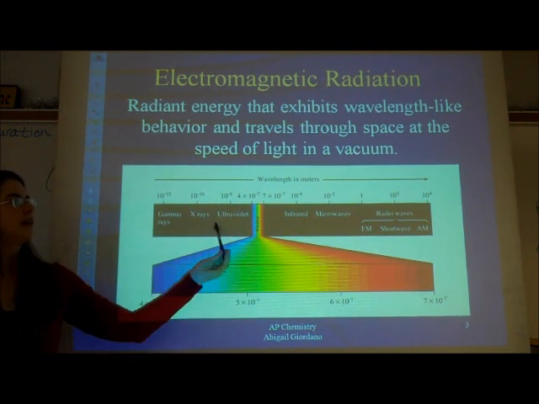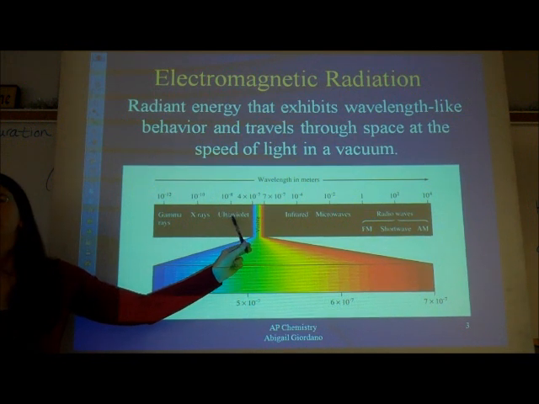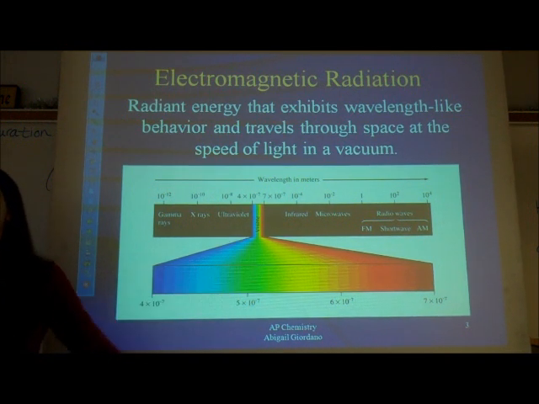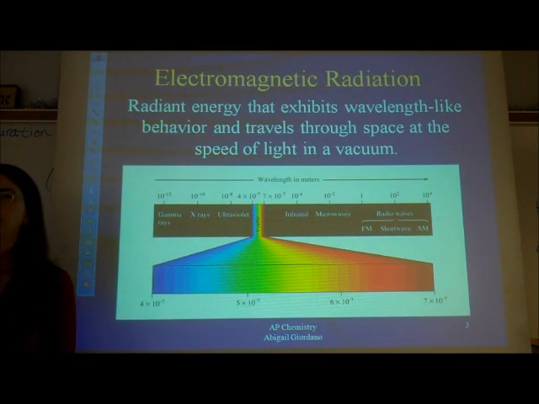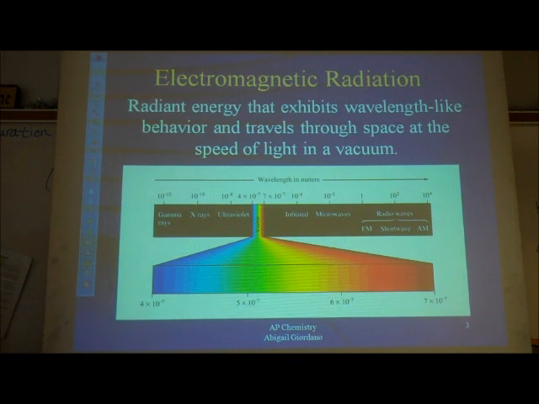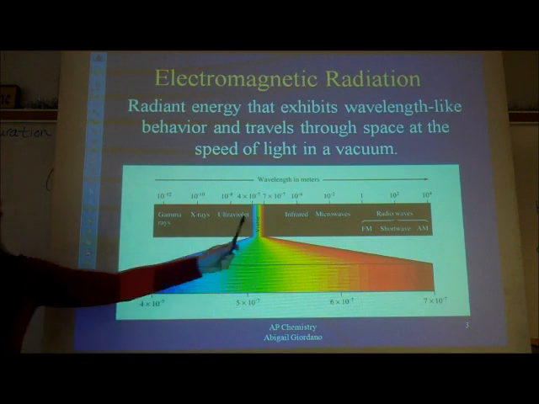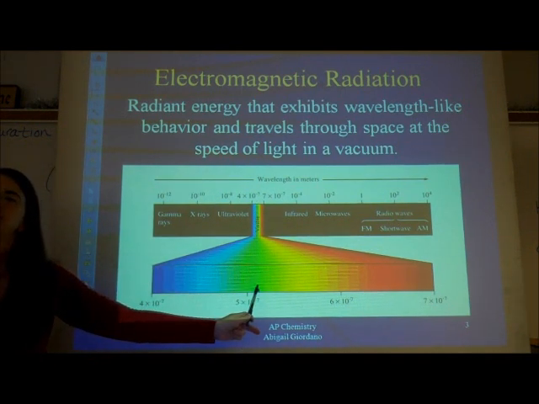Ultraviolet. What time of year do we hear about this a lot? Summer. Can ultraviolet light hurt you? Yes. It can burn your skin. If it's shined directly in your eyes, it can burn your retina. It can cause skin cancer. Okay. How about visible light? Dangerous?